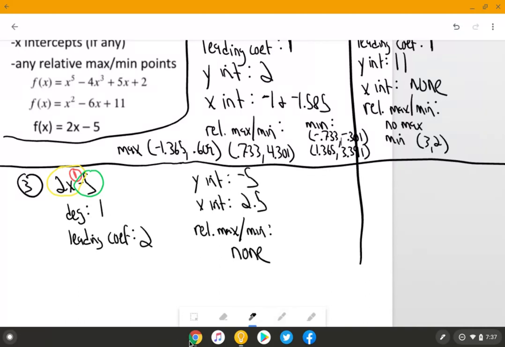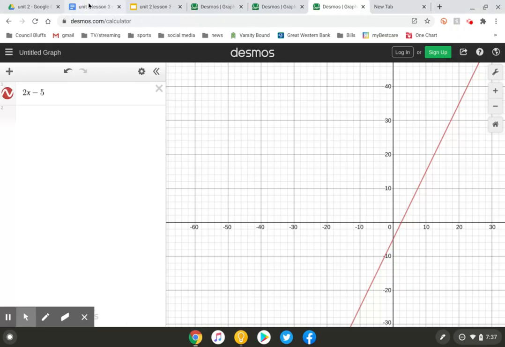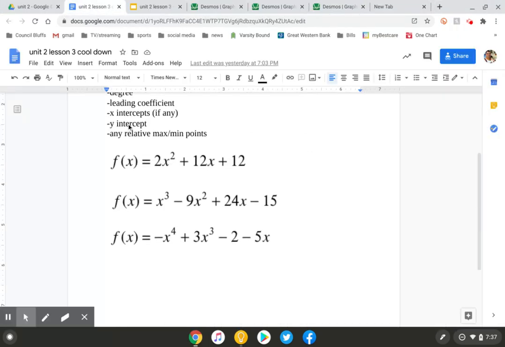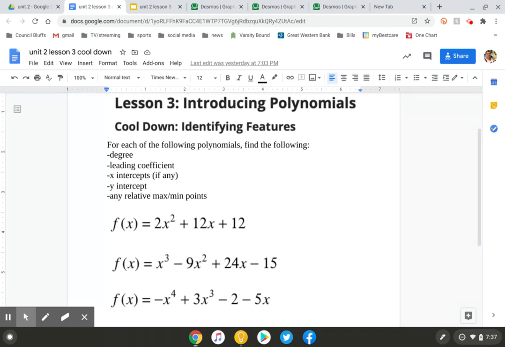If we take a quick look at your cool down for tonight, your cool down is just going to be 3 more examples similar to what I just did, and you're going to identify all those characteristics that I just did: the degree, leading coefficient, x-intercepts, y-intercepts, any relative max or min points.